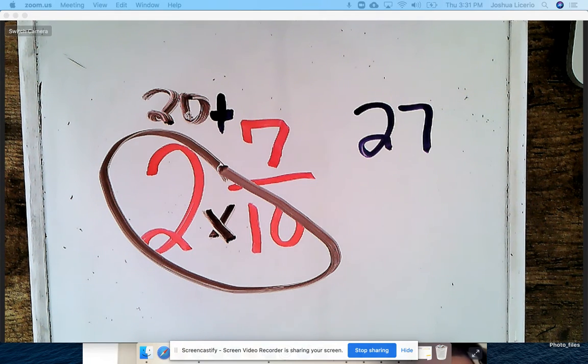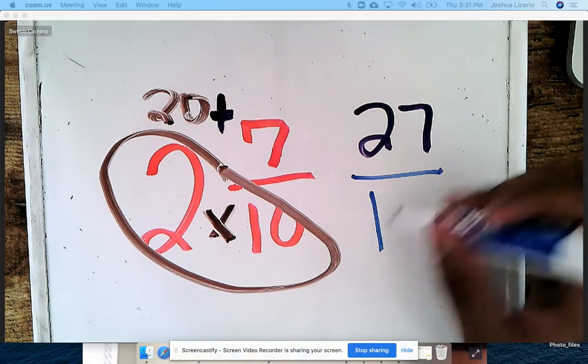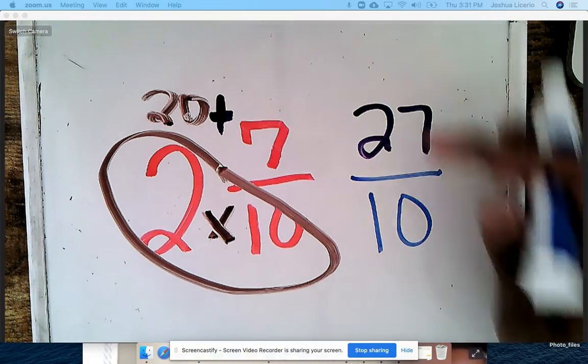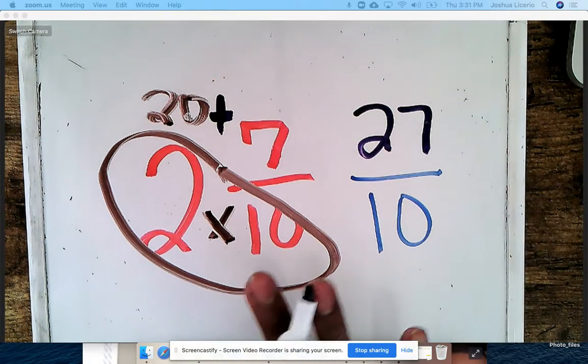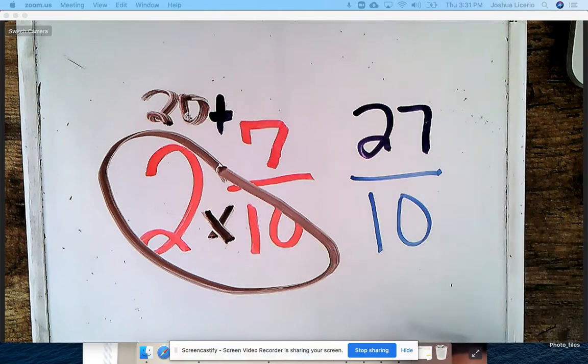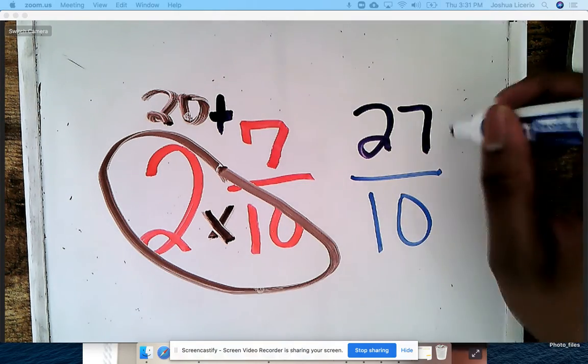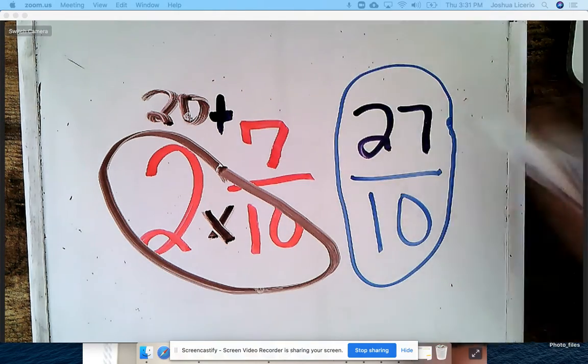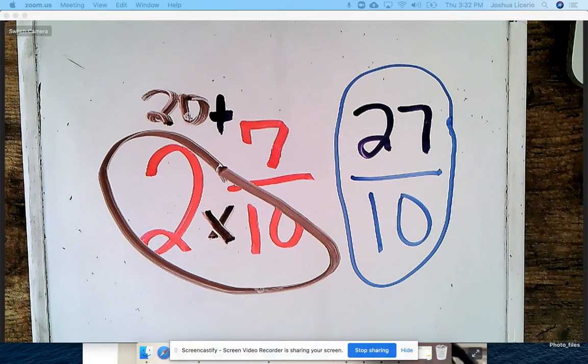Yep, our final step should have been to take our denominator, which is 10, and put that underneath our 27 to create our improper fraction. Whatever our denominator is, it stays exactly the same. So it was 10 here, it's going to stay 10 here, and now I have an improper fraction, 27 tenths. Keep this in mind as you do your work here in just a second.